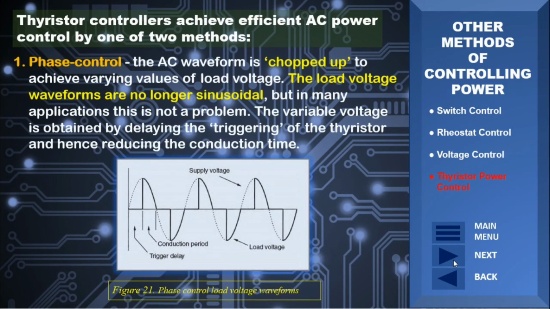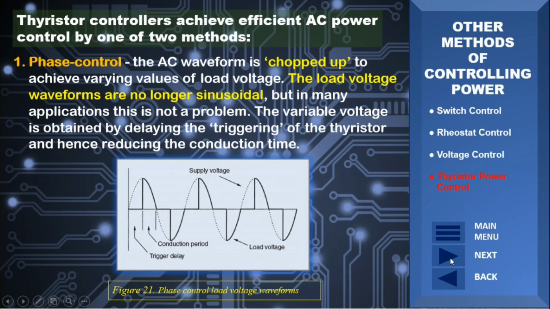The first method is phase control. The AC waveform is chopped up to achieve varying values of load voltage. The low voltage waveforms are no longer sinusoidal, but in many applications this is not a problem. The variable voltage is obtained by delaying the triggering of the thyristors, hence reducing the conduction time. An advantage of this method is that it may be applied to AC or DC loads being supplied from an AC supply. It has the disadvantage that it produces radio frequency interference, or RFI, when the thyristor is triggered. The waveforms in Figure 21 represent typical load voltage waveforms supplied by a phase-controlled thyristor controller.